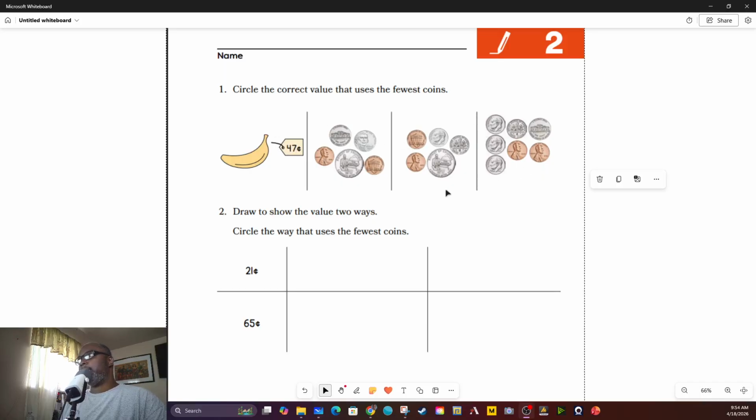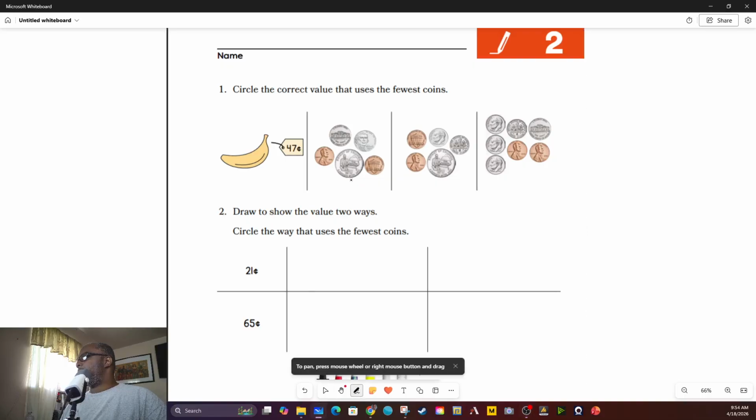So first thing you want to do is just first identify which group of coins equals up to 47 and which of them uses the fewest coins. So always start with the big coin. 25, the biggest coin, I'm sorry. 25 cents, that's the back of a quarter. 25, then go with the second biggest coin, starting with the nickel. So 25 plus 5 is 30, 35, and then start with the lowest coin. 36, 37. So right off the bat, that is not going to be correct because the banana equals 47 cents.